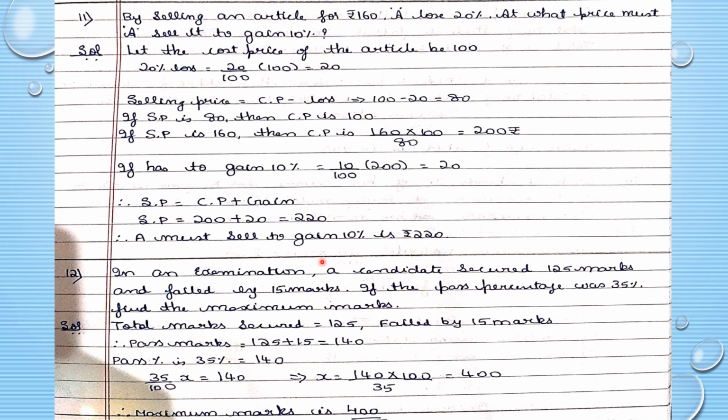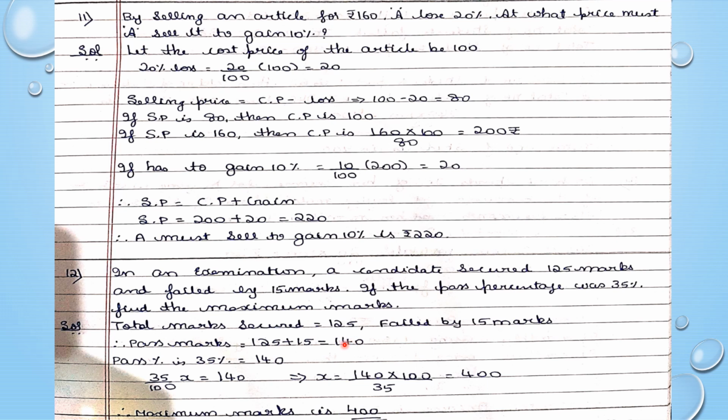Next problem. In an examination, a candidate secured 125 marks and failed by 15 marks. If the pass percentage was 35%, find the maximum marks. So the marks secured were 125, he failed by 15 marks, and the pass percentage was 35%. So you have to find the maximum marks. Here one thing you can understand: 125 is the marks secured, and he failed by 15 marks. If you add both, 125 plus 15, 140 was the passing marks.